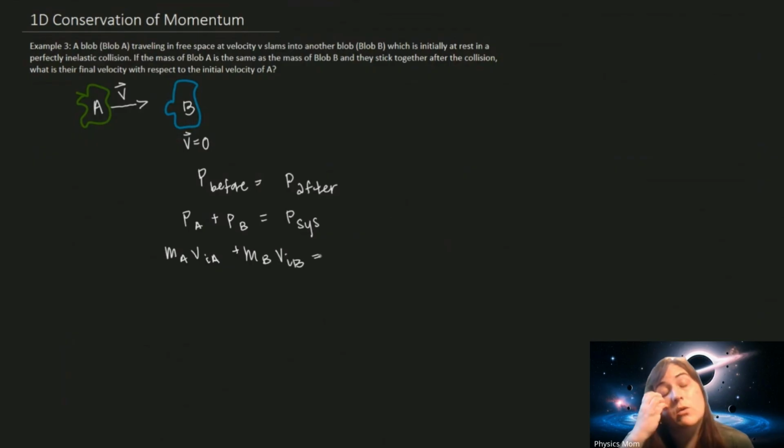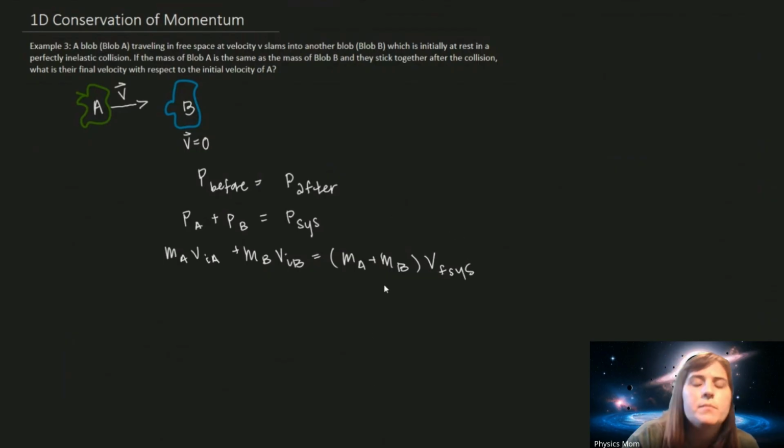Then this is going to be equal to, I can think of it as I just add their masses, the sum of their masses. So this is going to be (m_A + m_B) times their final velocity of the system. This is the thing I want to find, right? Well, what is the mass and velocity of A? If A and B are the same mass, let's just call each one m. So m is the mass of A. It's traveling with velocity V.